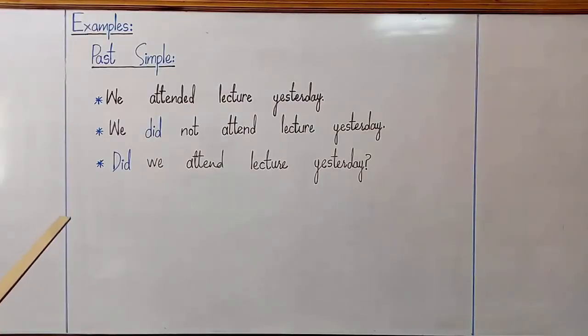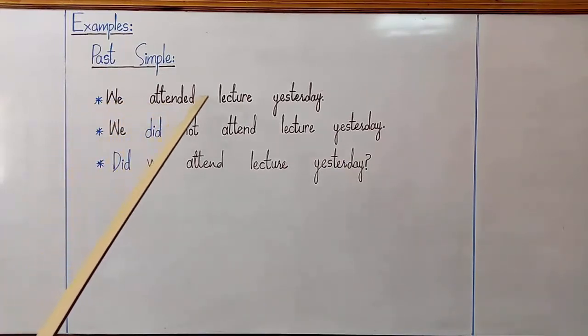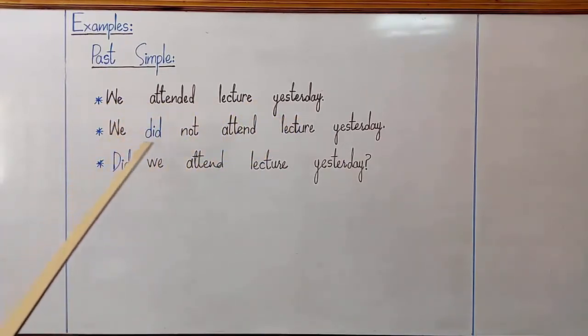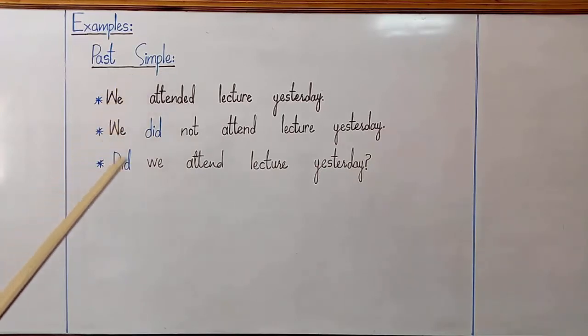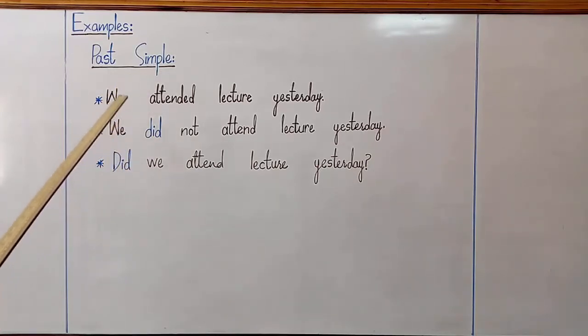These three sentences are the examples of past simple. We attended lecture yesterday. We did not attend lecture yesterday. Did we attend lecture yesterday? Now here you can see the usage of did as auxiliary verb in negative and interrogative sentences of past simple. We do not use auxiliary verb in affirmative sentence of past simple.